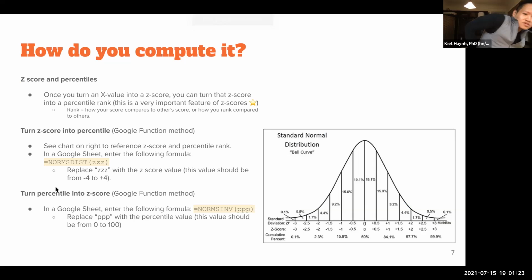Okay. So how do Z-scores relate to percentiles? I said earlier that a standardized test could convert a test score to a Z-score and then to a percentile rank, which is the same thing as percentile. So once you have an X score and turn it into a Z-score, you can turn that Z-score into a percentile rank. I put a star here to indicate this is important to learn. How do you define a rank? It's just how your score compares to others on that particular variable.